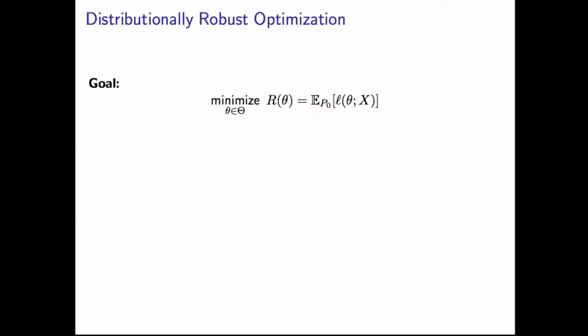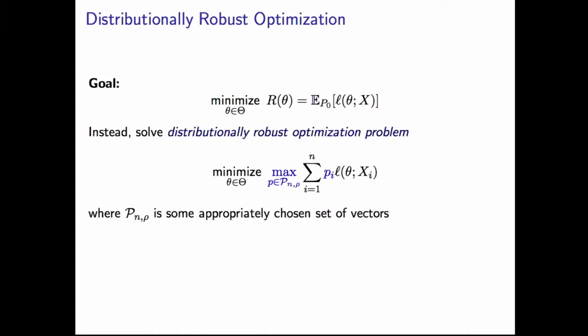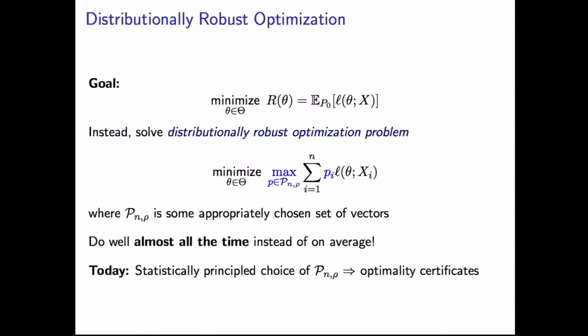Again, our ultimate goal is to minimize this population loss. What you usually do is the empirical risk minimization problem, which simply minimizes the empirical mean. Now, instead of just considering this empirical distribution, let's consider a whole bunch of distributions in this set script P, and let's minimize the worst case loss in this region. Today, we're going to give a statistically principled way of choosing this worst case region so that it'll give us nice certificates of optimality for the population problem. Intuitively, by opting to solve this worst case loss, you want to have good performance almost all the time, instead of just on average.